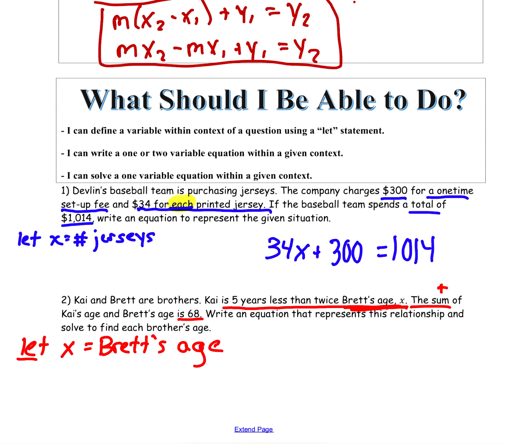And make sure you put a let there. If you don't put a let there, you're just saying x is equal to Brett's age. You're saying the answer is Brett's age. You're not actually saying what the age is. So make sure you put a let out in front of that.